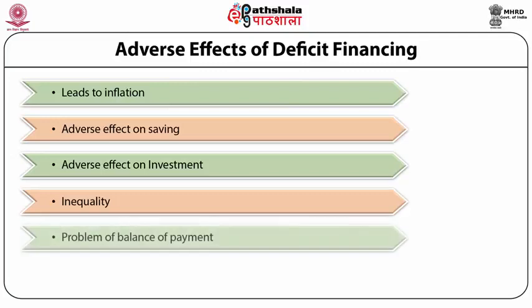Next comes the problem of balance of payment. Since deficit financing leads to inflation, a high price level as compared to other countries makes exports more expensive. On the other hand, rise in domestic income and price may encourage people to import more commodities from abroad. This creates a deficit in the balance of payment and the balance of payment becomes generally unfavorable.